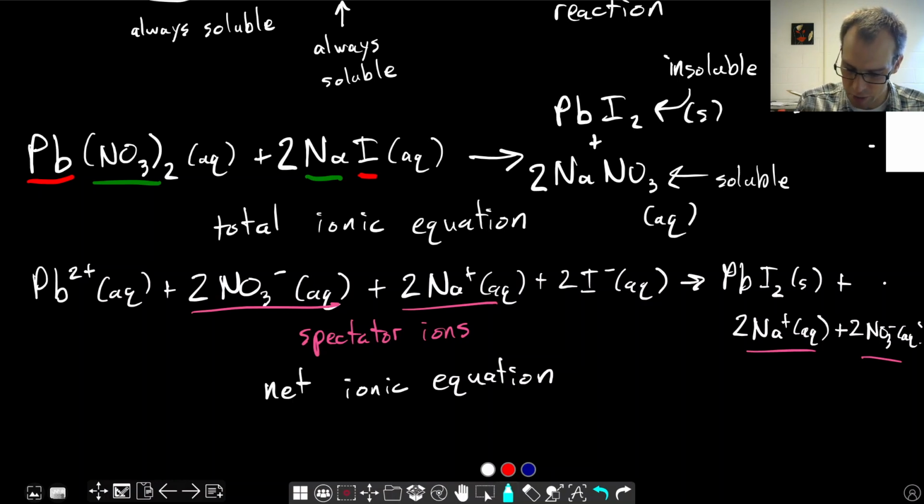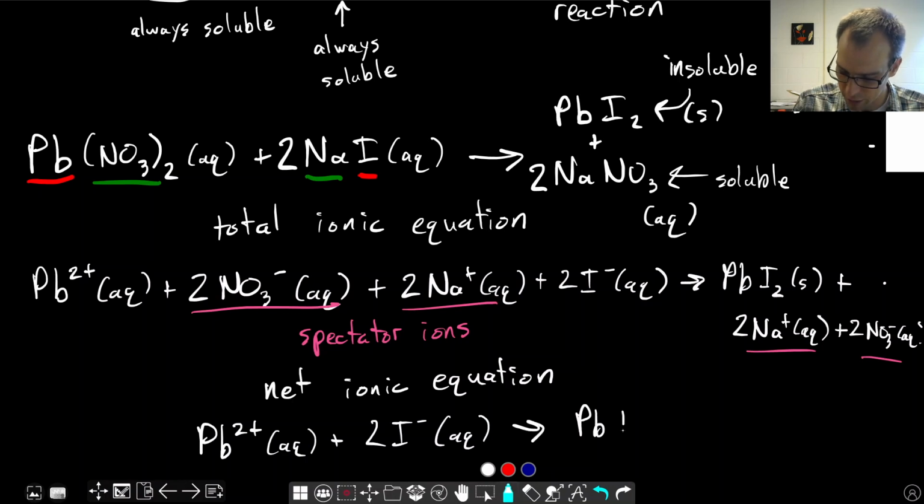So our net ionic equation will be everything that's left, which is our lead ions plus our 2 iodide ions reacting to form our lead iodide solid. So that's an example of how we can look at a precipitation reaction. And this is an example of how we can know the reaction is going to happen because this insoluble compound is forming. So with precipitation reactions, it's all about soluble versus insoluble compounds.